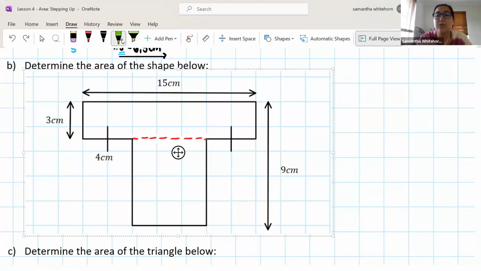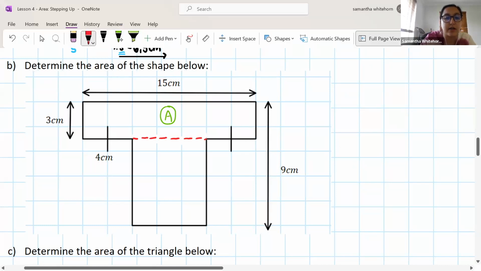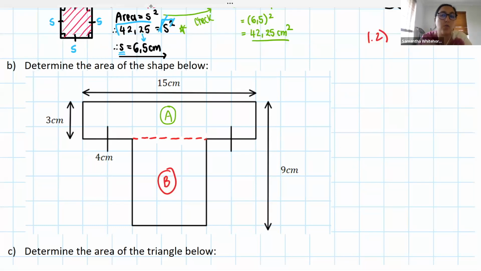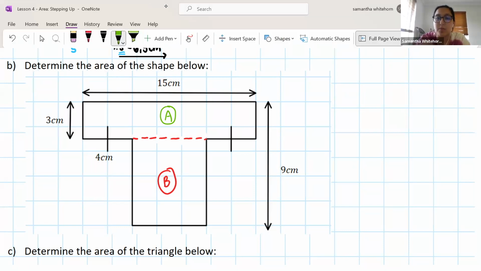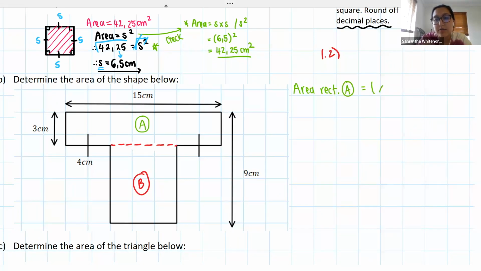Okay, so guys, how you then choose to set up your working out is up to you. I like to label my shape. So I would call this rectangle A, and this rectangle B. If you want to call it rectangle 1 or rectangle 2, it makes no difference. For me, I just like labeling it so that I can make sure that I have actually done all my calculations.